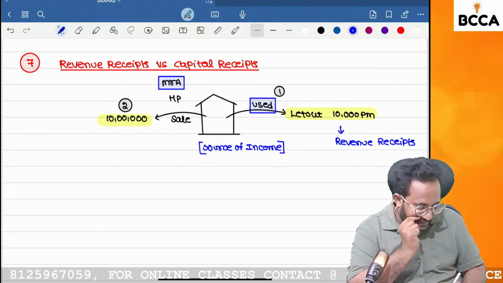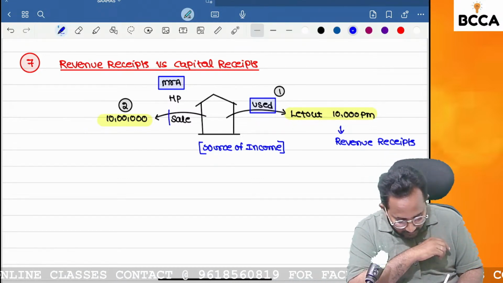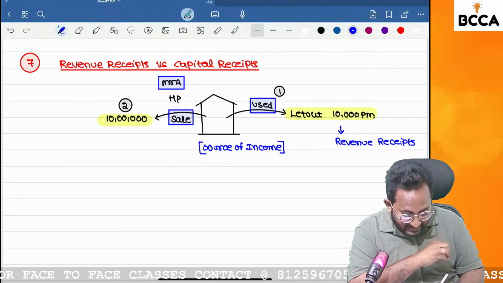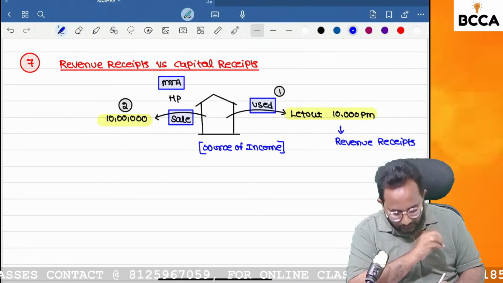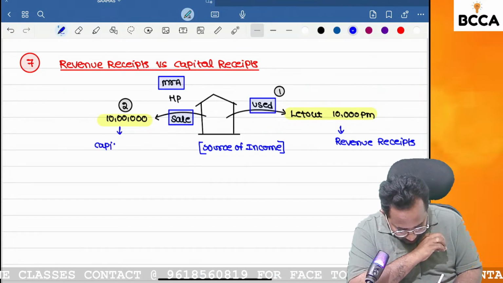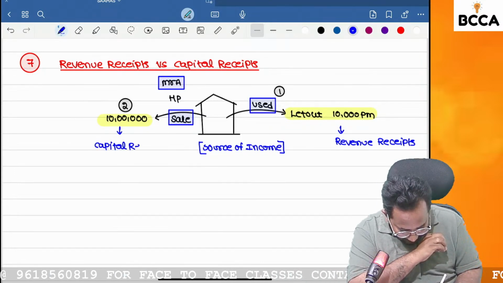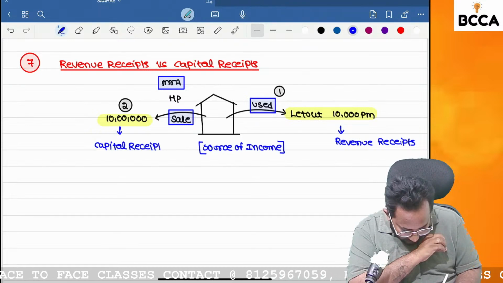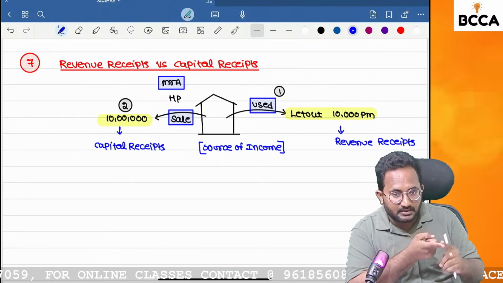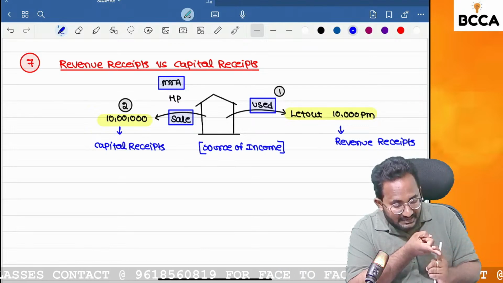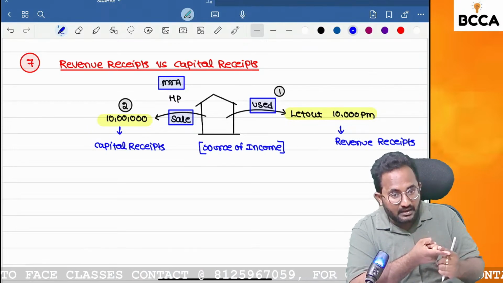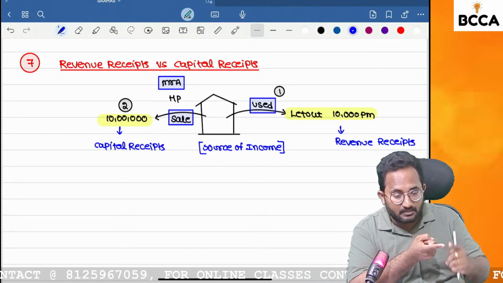Second one, if any source of income is sold, and income is generated by way of sale of the source of income, that is called capital receipt. So by way of using this example, you can frame the definitions also. If any source of income is utilized and income generated, that is revenue receipt. If any source of income is sold and income generated, that is capital receipt.